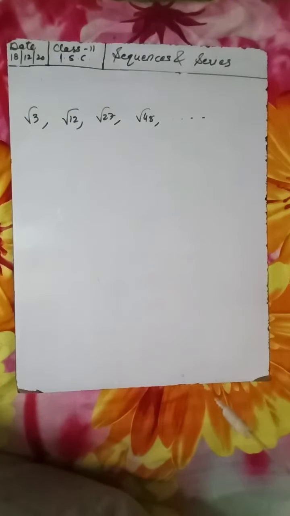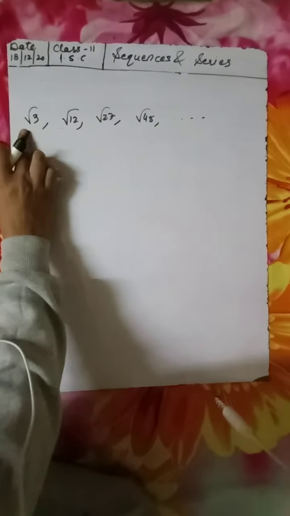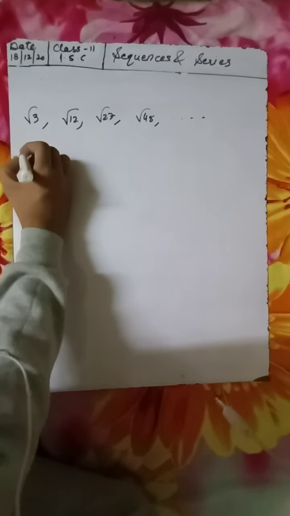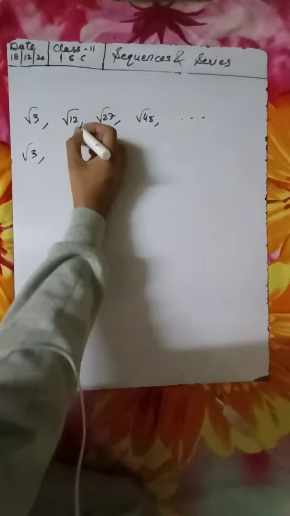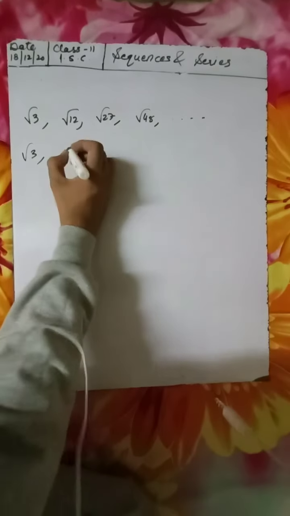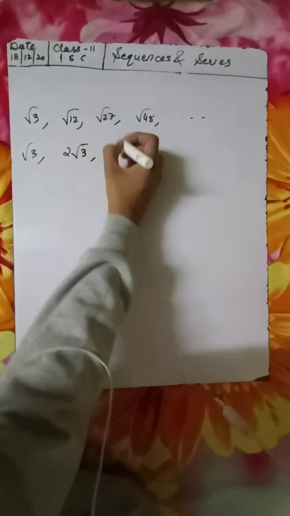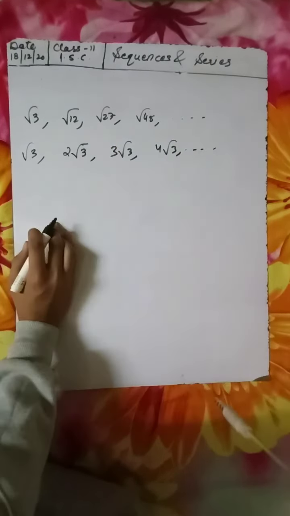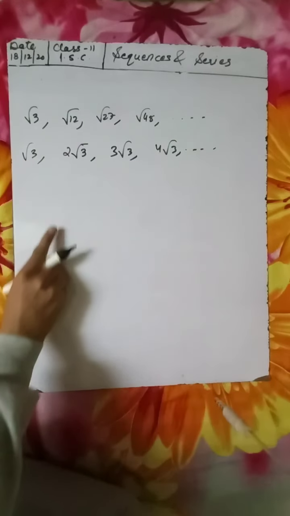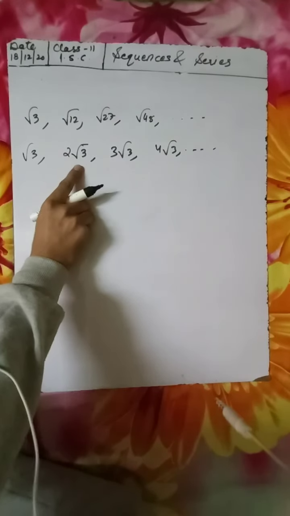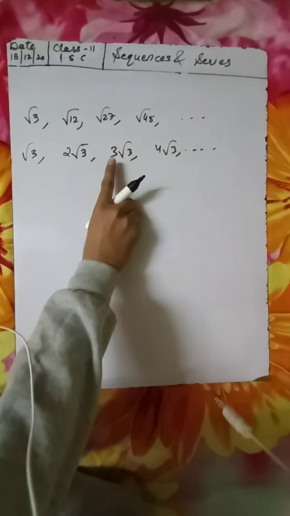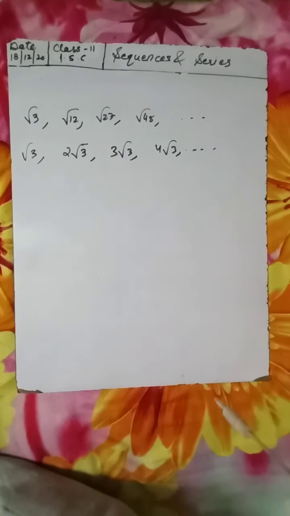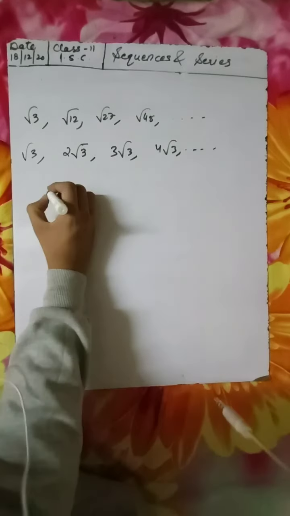How will you verify that this is an arithmetic progression? First, let us simplify this sequence. Root 3 is written as it is. Root 12 can be written as 2 root 3, then 3 root 3, 4 root 3, and so on. So 2 root 3 minus root 3, I'll get root 3. 3 root 3 minus 2 root 3 is root 3. 4 root 3 minus 3 root 3, root 3 again. So yes, this is in arithmetic progression, and we need to find the 10th term, that is a10.